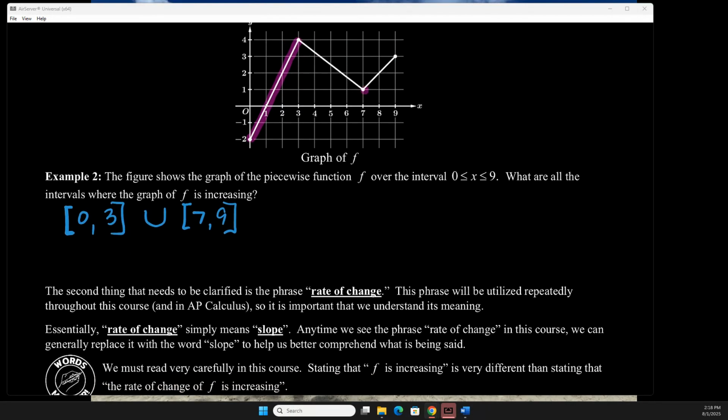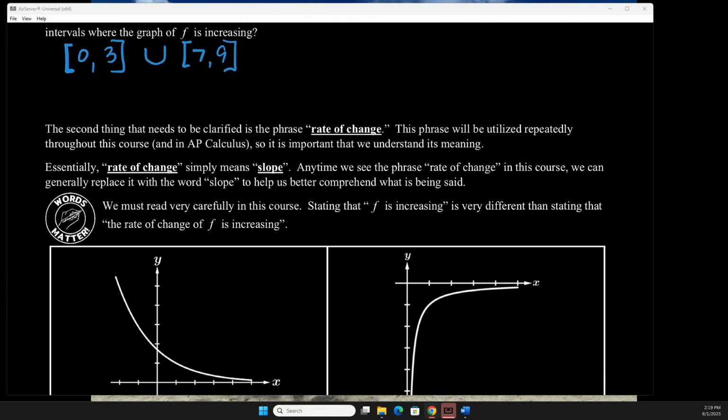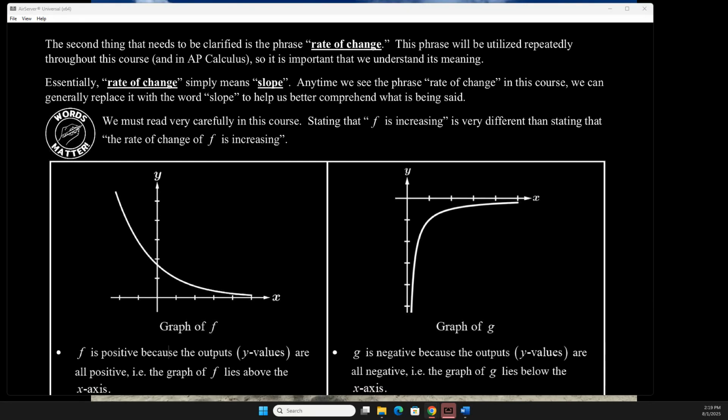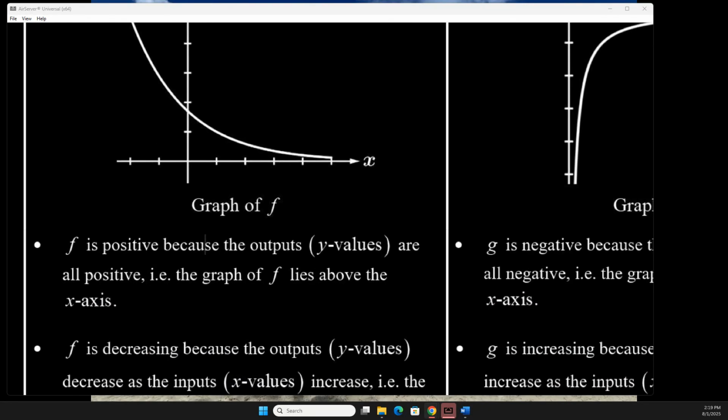So it's this little guy right there. All right. So we already talked about this, that rate of change and slope are interchangeable pretty much. And so we have two graphs here.